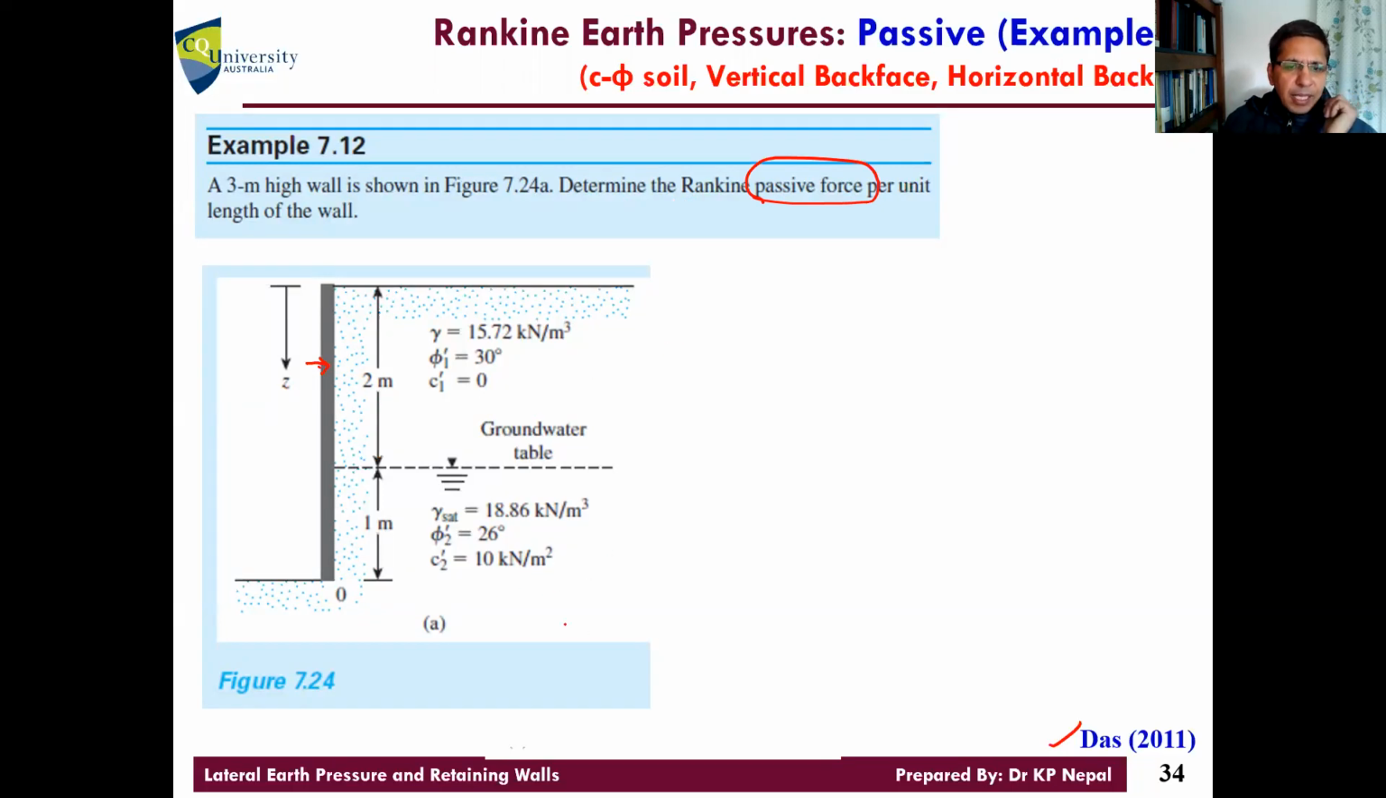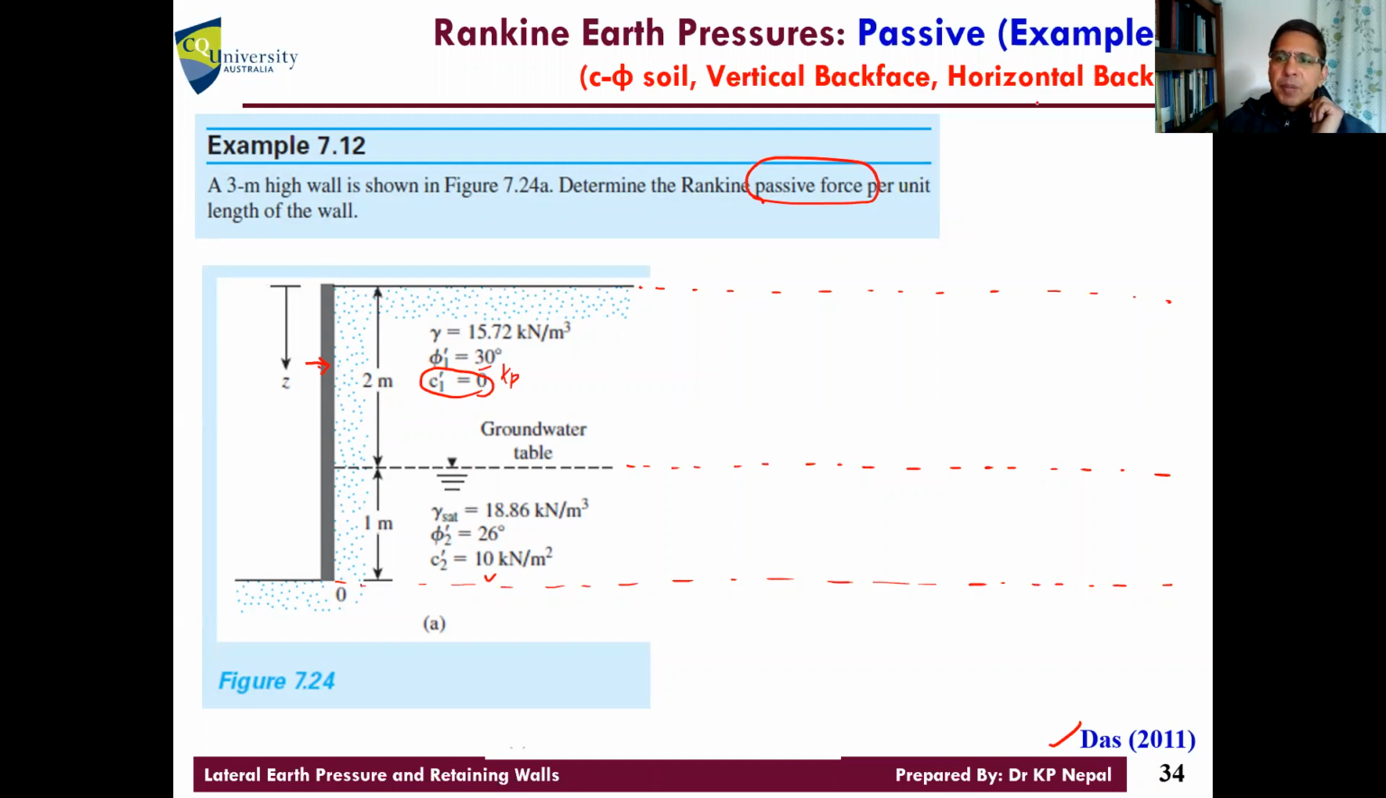So can we do it now? Let's start. Yeah, come on. Let's draw the pressure diagram. Again, look at this. This is C equals 0, right? At the bottom, there is a C value, right? In this case, at the top soil, for 30 degrees, can you calculate Kp now? Because it is passive, right?